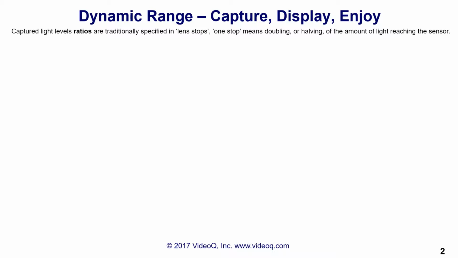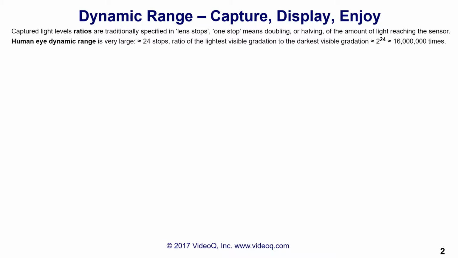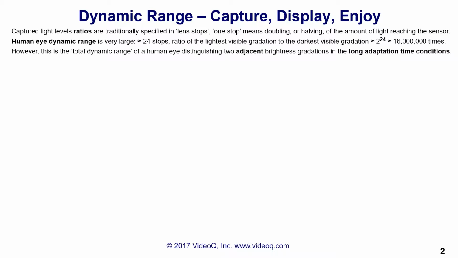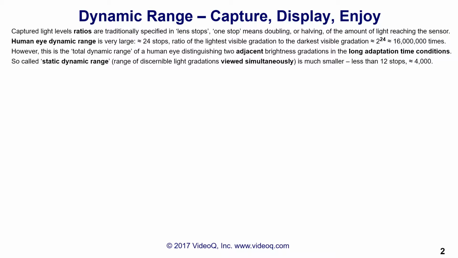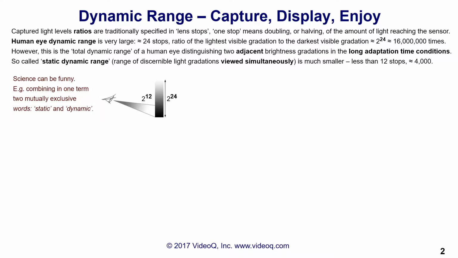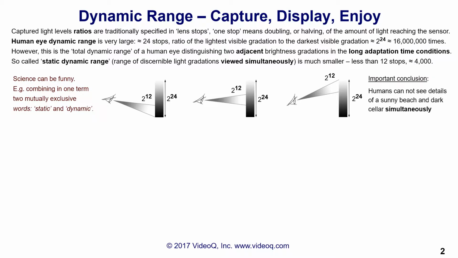Light level ratios are traditionally specified in stops. One stop means doubling or halving the amount of light reaching a camera's sensor. The human visual dynamic range is very large, about 24 stops. However, the range of discernible light gradations, while viewed simultaneously, is much smaller than that, less than 12 stops. These facts lead to these inconvenient truths.